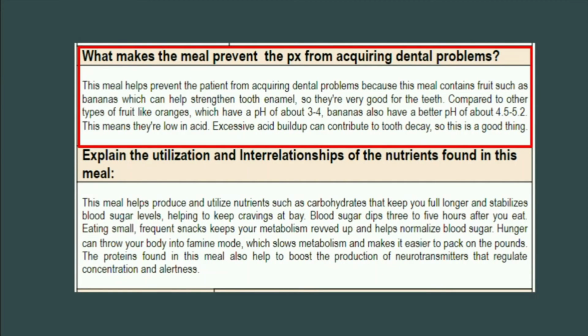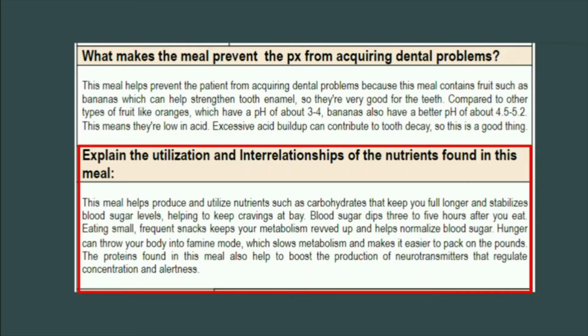So to prevent the patient from acquiring dental problems, this meal contains fruits such as bananas, which can help strengthen tooth enamel, so they're very good for the teeth compared to other types of fruits like oranges, which have a pH of about 3 to 4. Bananas have a better pH of about 4.5 to 5.2. This means they're low in acid. Excessive acid buildup can contribute to tooth decay, so this is a good thing.